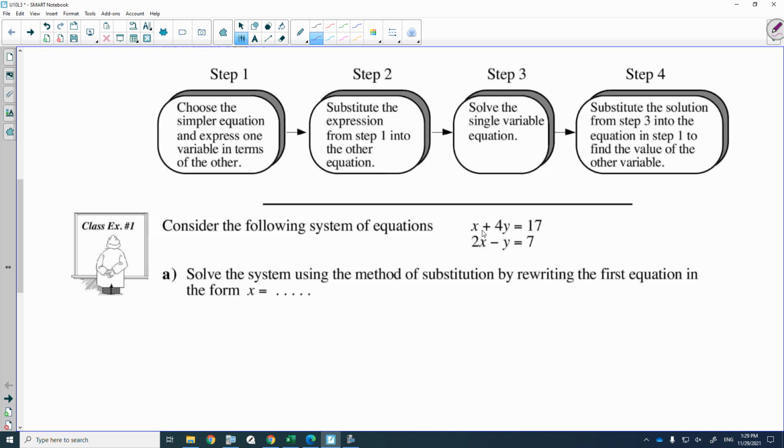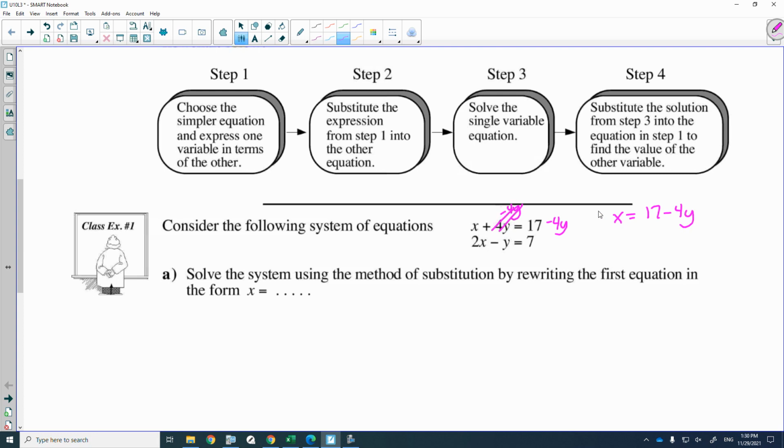Do you know what it would be? How would I do that? How would I get this by itself? You got to get rid of that 4y. So if it's a plus 4y, to get the x by itself, you would subtract 4y. Then what I've done is I've got x by itself, and that is equal to 17 minus 4y.